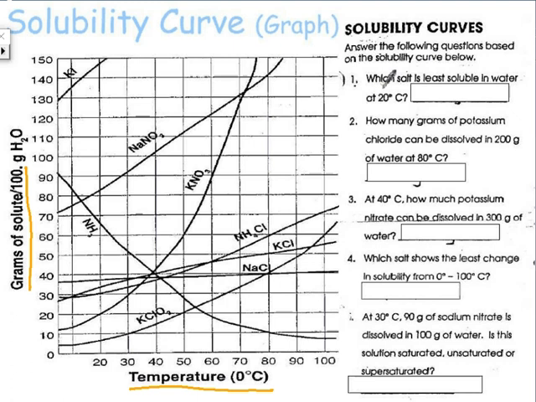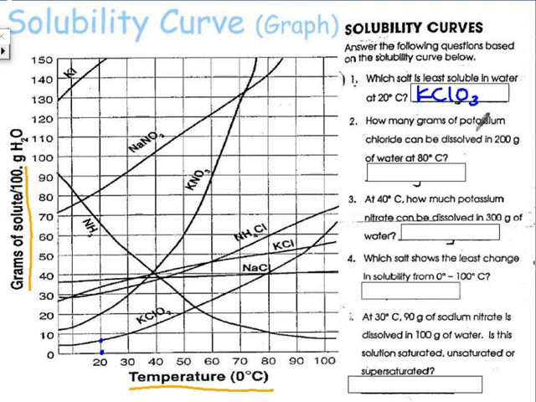So for instance, number 1, which salt is the least soluble in water at 20 degrees Celsius? So I look at this graph and I try to find the one that is the least soluble in water at 20 degrees Celsius. So I find 20 degrees Celsius. Which one is the least soluble, meaning dissolved the least at 20 degrees Celsius? I go up, that's the least. And then I see what line that is. That is KClO3. Done. That's it. So let's move on to the next one.